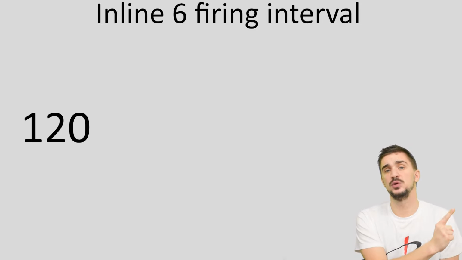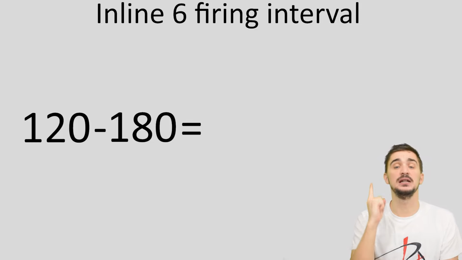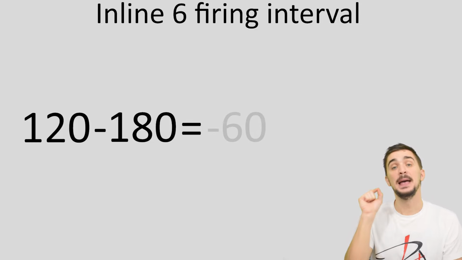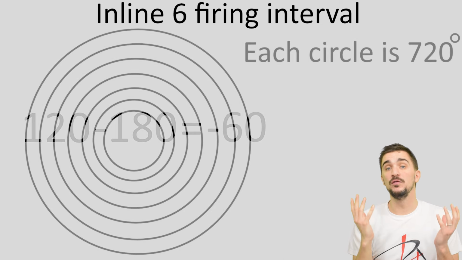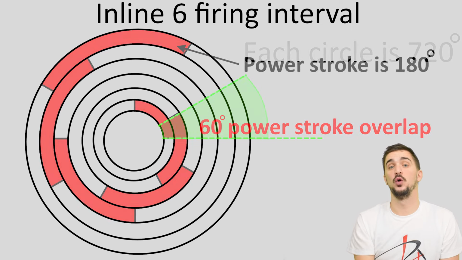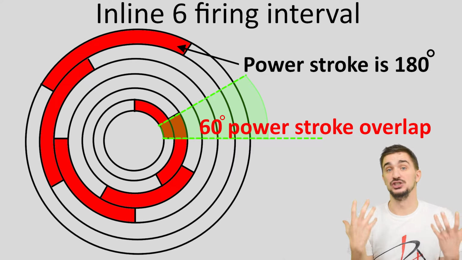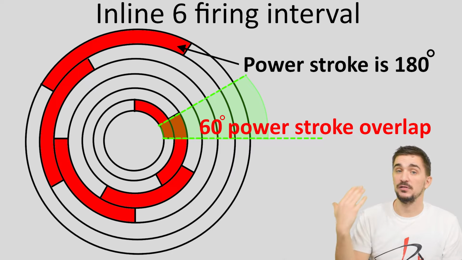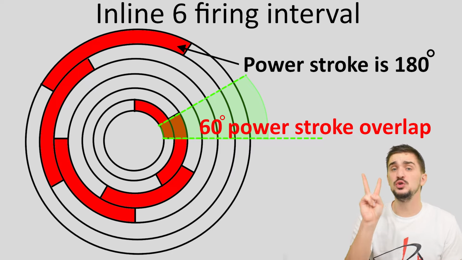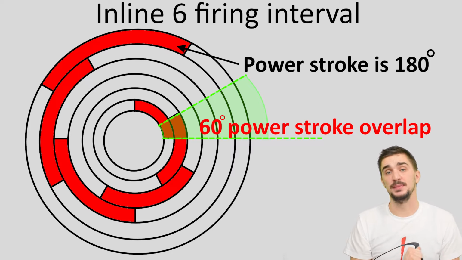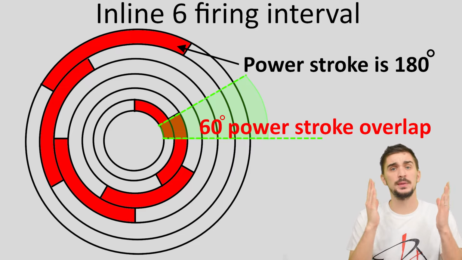Now we're going to take 120 and deduct it from 180. 180 degrees is, as we said, one single stroke. The result is minus 60. The minus here tells us that there's power stroke overlap. 60 degrees of power stroke overlap, to be exact. Power stroke overlap is great because it improves engine smoothness. The more power stroke overlap we have, the smoother the engine. So the inline 6 already meets 2 important criteria for good engine balance: an even firing interval and power stroke overlap.